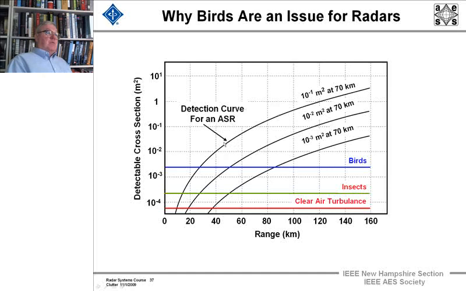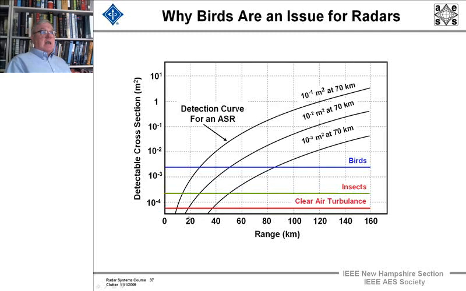So for an airport surveillance radar, you're going to see lots of birds at 30 kilometers and less. If I made the radar more powerful so that I could see even smaller air-breathing objects, say 10 to the minus 2, you're going to see birds out at much further ranges, say 50 kilometers. And insects come into play also. So this shows you why birds are an issue for radars. And since airport surveillance radars want to see aircraft, how do you handle that problem?